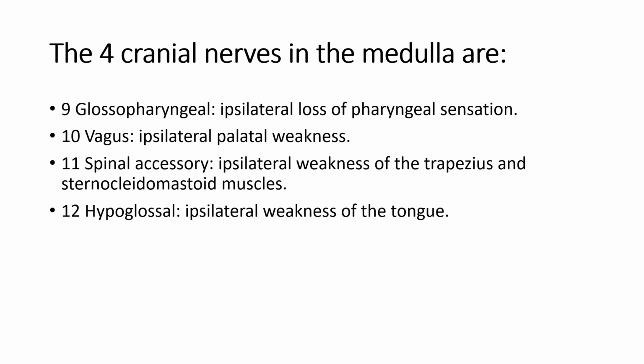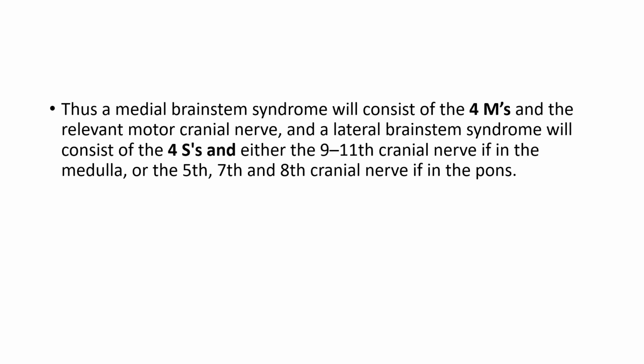Number 11, spinal accessory nerve. Ipsilateral weakness of upper trap and sternocleidomastoid muscles, so the shoulder, right, and the neck. Hypoglossal, ipsilateral weakness of the tongue. So when you stick your tongue out, it's going to not be equal and it's going to move one way or the other. And we'll see pictures to help you out with that in a little bit.